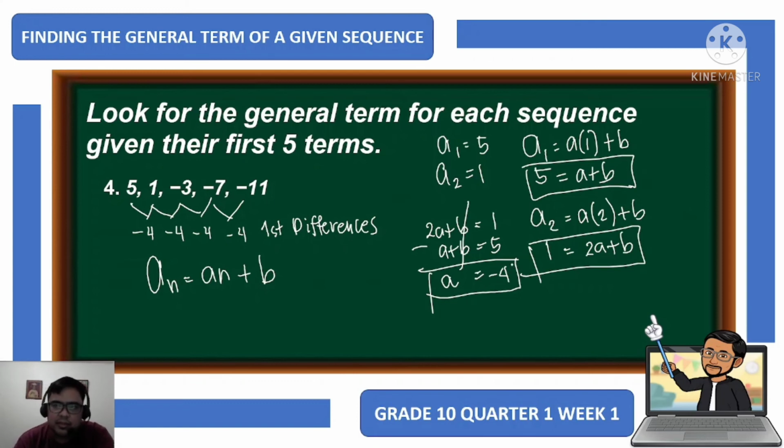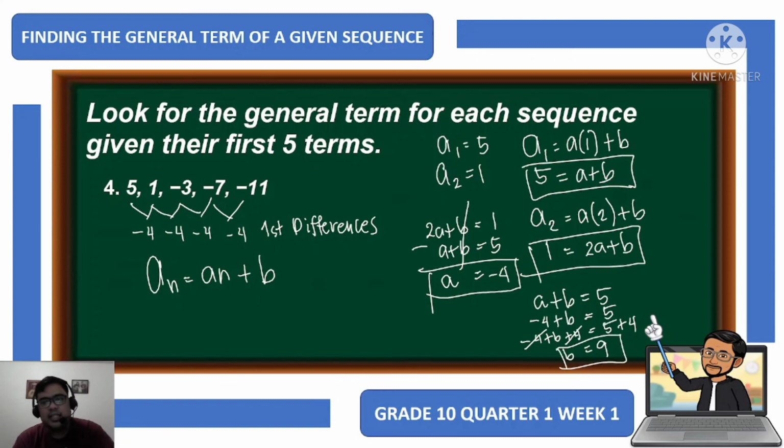So, how about the value of b? Again, substitute natin sa first equation. A plus b is equal to 5. We know that a is negative 4. So, substitute. Negative 4 plus b is equal to 5. Then, to get rid of negative 4, we shall add both sides by 4. Okay, 5 plus 4. So, ito, para makancel, negative 4 plus 4, 0. So, magiging b na lang. So, 5 plus 4 is 9. So, therefore, the value of b is 9.